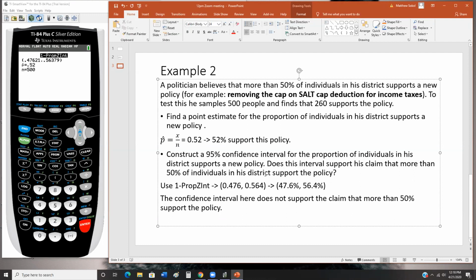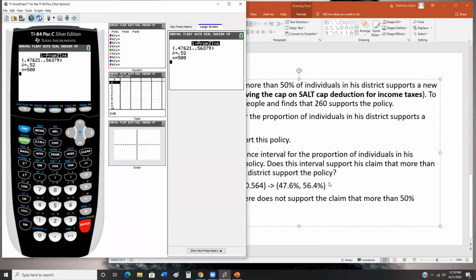If you want to find the margin of error of this poll, you would use the 52%. What you would do is take the high part of the interval, the 0.564, and subtract your point estimate, 0.52. The margin of error of this poll is 0.044. That's how you find the margin of error.